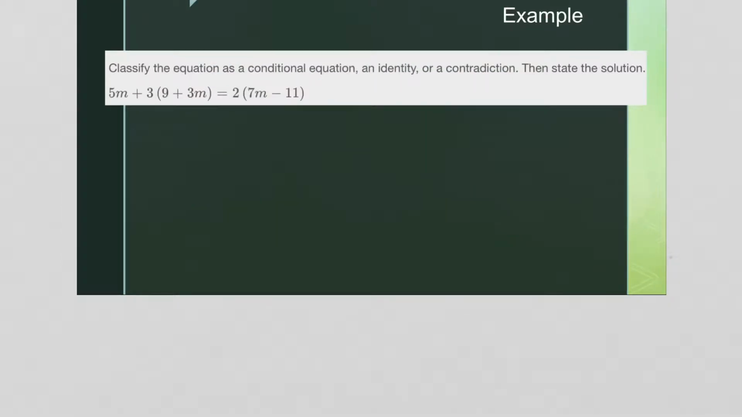All right, so let's take a look at this last one. Again, we're going to classify it as conditional, identity, or contradiction. So we're going to distribute twice, there and there, there and there. So I've got 5m plus 27. 3 times 9 is 27. 3 times 3m is 9m. 2 times 7m is 14m. And then 2 times negative 11 is negative 22. I'm going to combine my like terms on the left-hand side. 5m plus 9m is 14m.